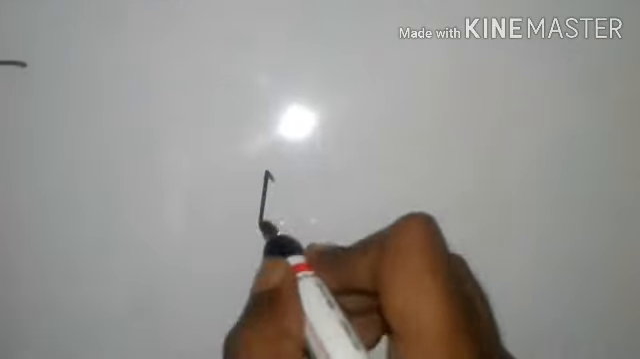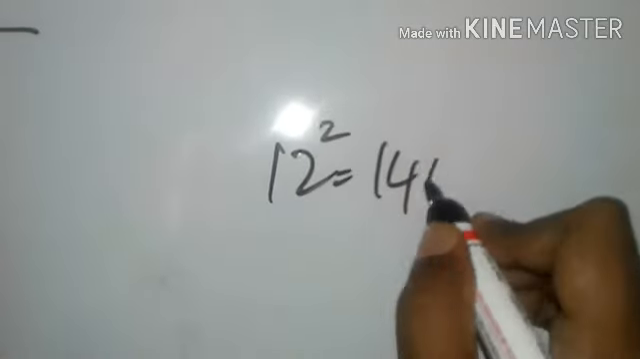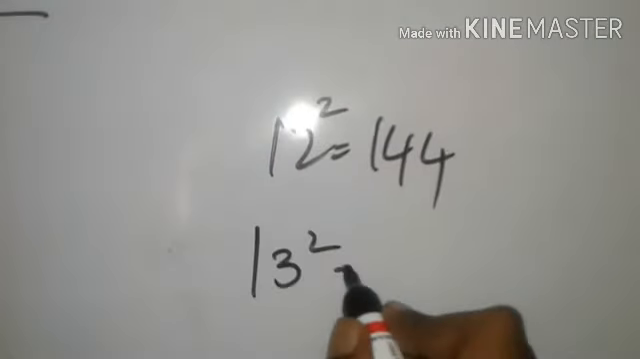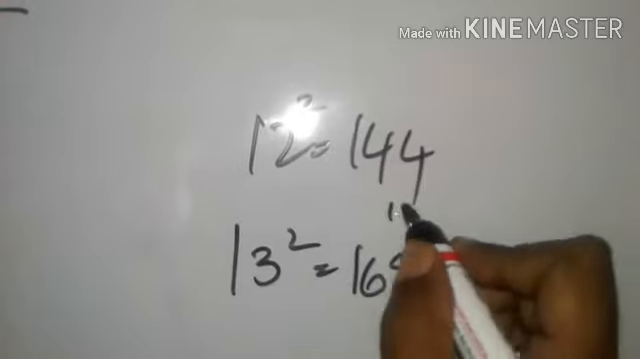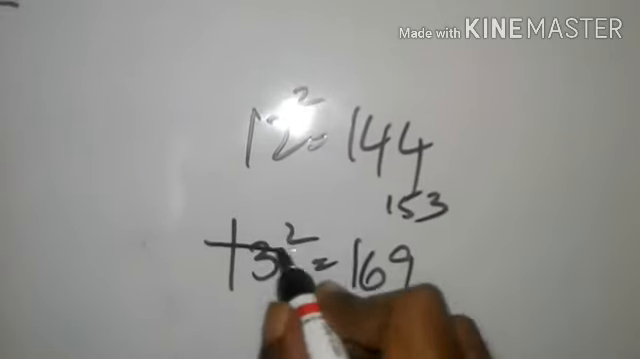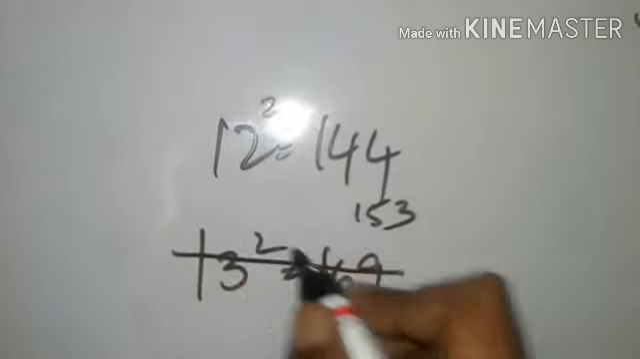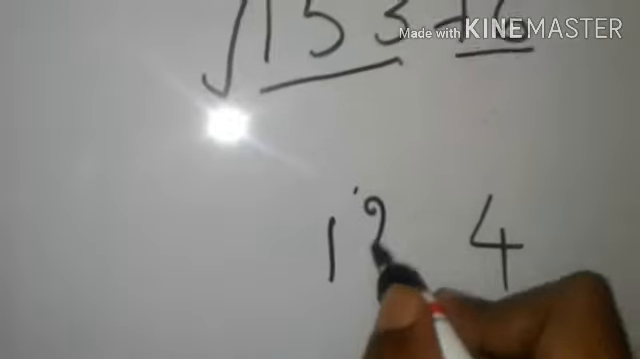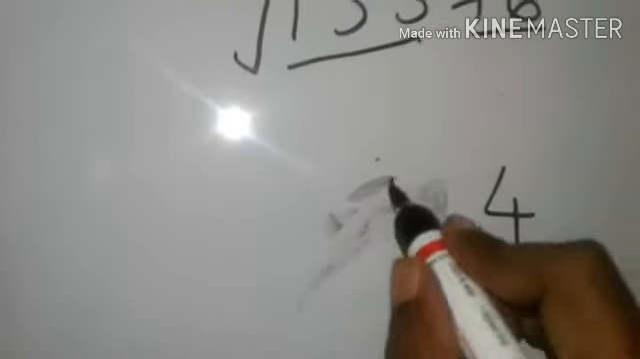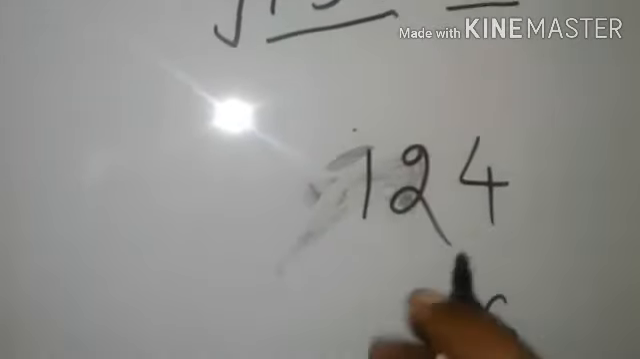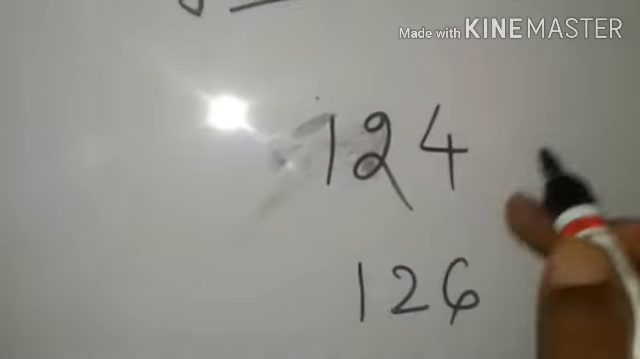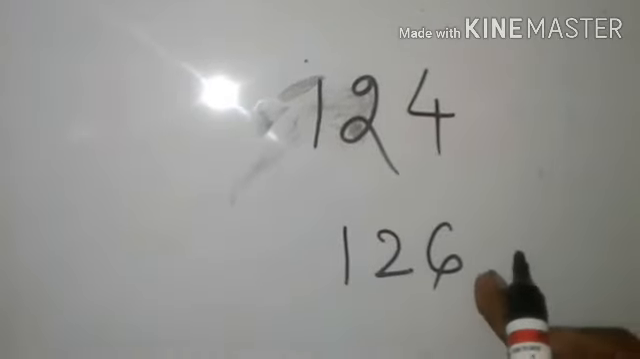Now 153. You know that 12 square is 144, 13 square is 169. So 153 should lie here, so we'll rule out this possibility. It should be 12 point something. We are not taking 13. So either it should be 124 or 126.